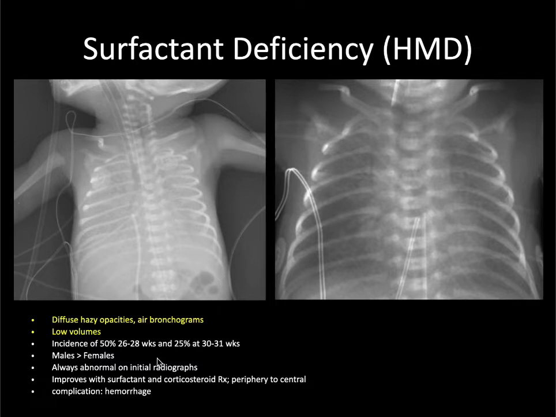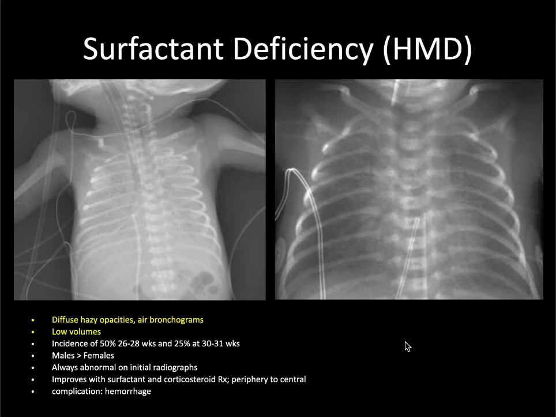The incidence, of course, is greater when they're more premature, 50% at 26 to 28 weeks and 25% at 30 to 31 weeks. There's no difference in prevalence between males and females. And you always have an abnormal initial radiograph. You'll never have a normal-looking lung turning abnormal, and you would not suggest surfactant deficiency in that case. Surfactant deficiency will improve with giving surfactant or corticosteroids, and usually they improve in the periphery first and then centrally.